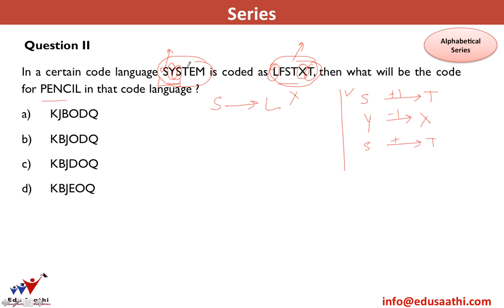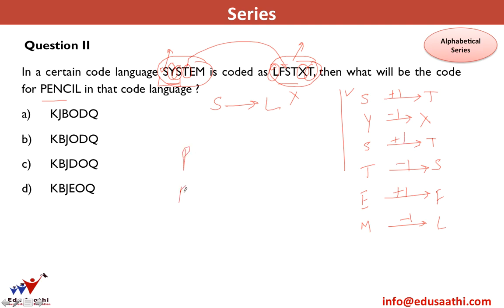Similarly, I have T here and this T corresponds to S here. So T corresponds to S. So this is again minus 1. E corresponds to F. So E plus 1 is F. And then finally M minus 1 is L. So I can find a good logic here. Plus 1, minus 1, plus 1, minus 1, plus 1 and minus 1. So similarly, I will do it for pencil.